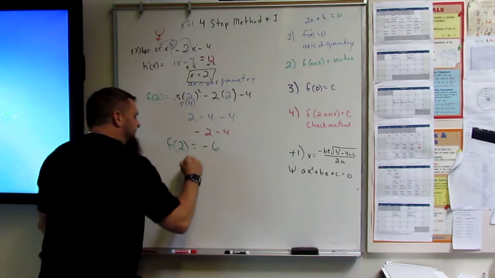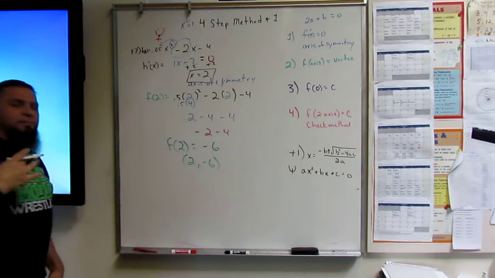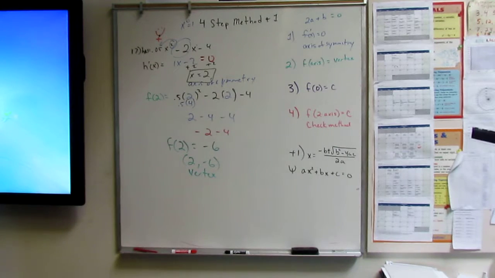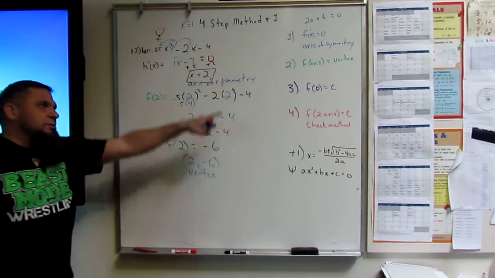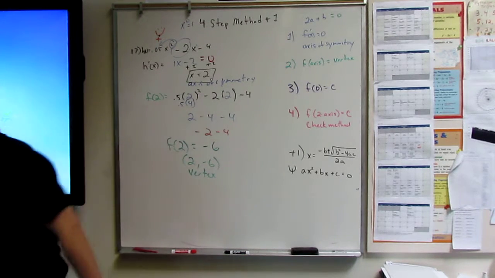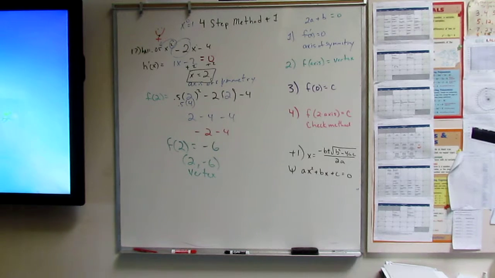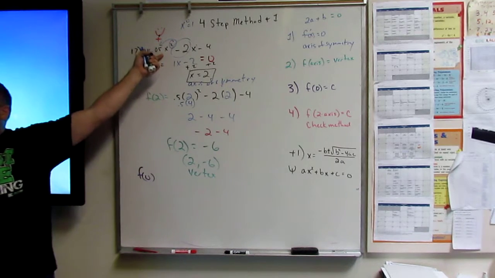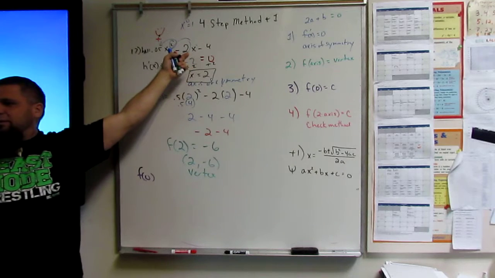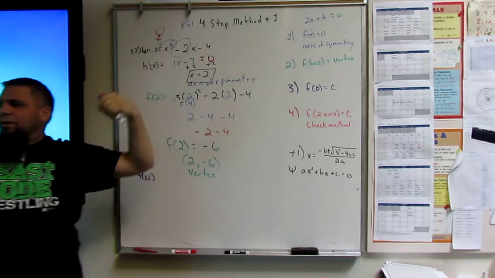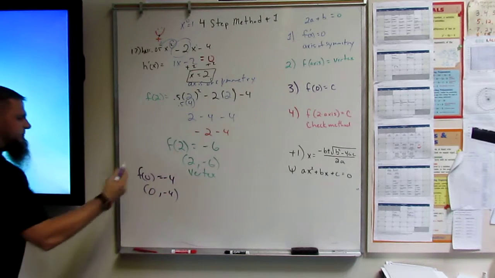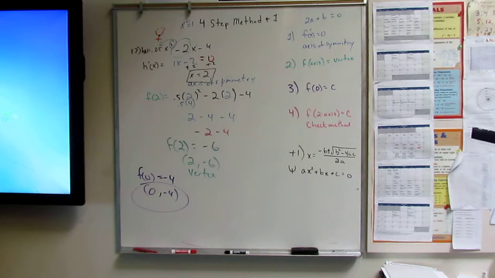So what I have here is 2 and negative 6. That's my vertex. And now I need to do my step 3 with purple. And step 3 is really easy. I plug in 0. If I plug a 0 in here, what's 0 times anything? 0. And 0 minus 4 is negative 4. So I get 0 and negative 4. That's my other point. That was an easy point, right?